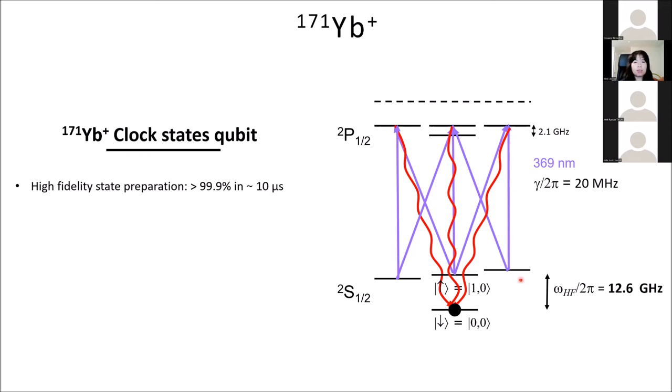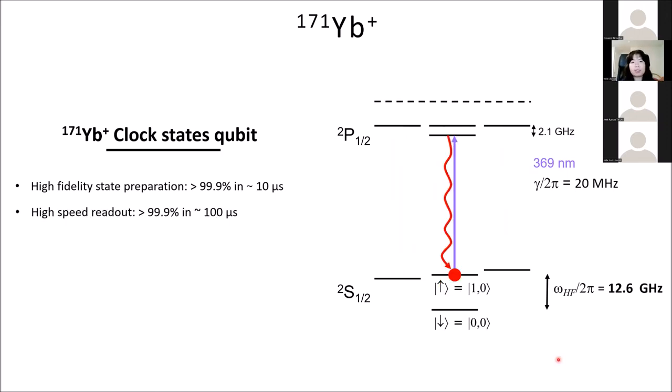When we start, the ions can exist in any single state. So we drive this 369 nanometer laser in all polarizations. This is to ensure all the population will go to the down state. With this scheme, we can achieve a fast initialization with high fidelity. So that's the first criterion, state prep.